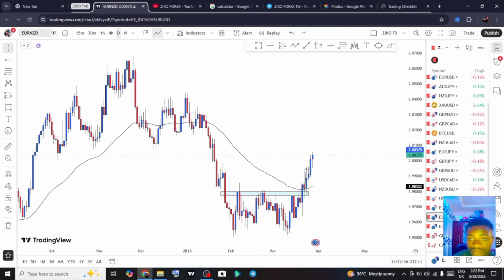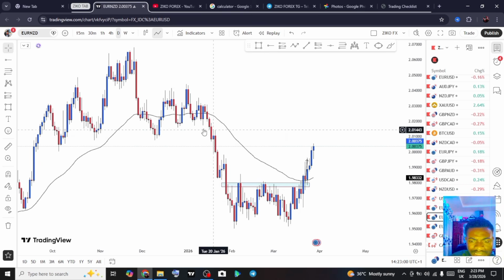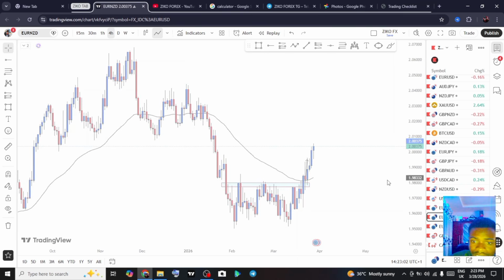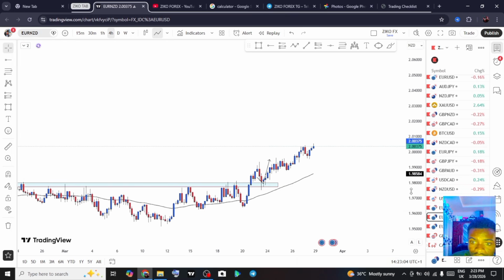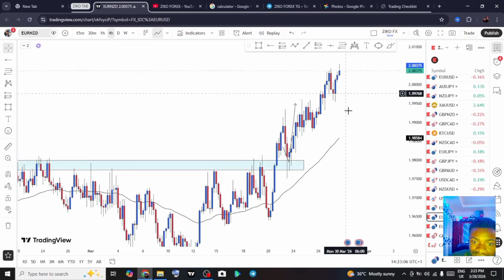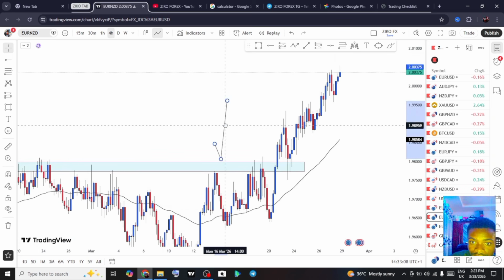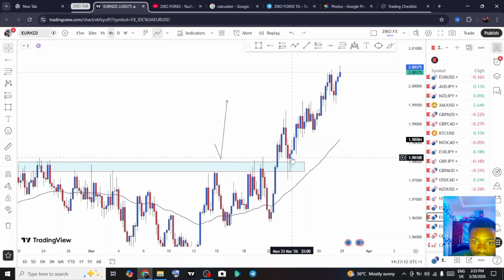NZD Euro NZD. Again, I called a buy on this market. I'm trying to remember. I think I called a buy on this market. Okay, yes. As you can see, this is the part from that week. This one right here. As you can see, I was waiting for a break, a retracement back into the area to buy, and that's pretty much what happened right here. I'm not really sure why I did not take this trade.